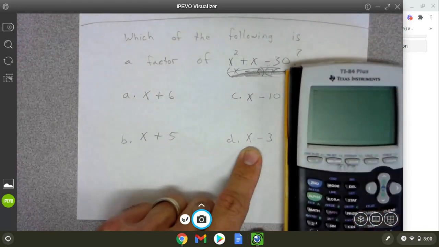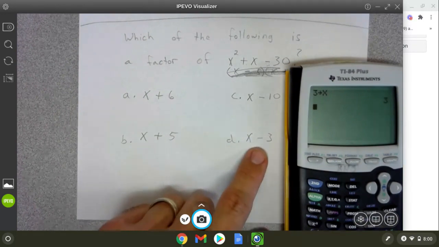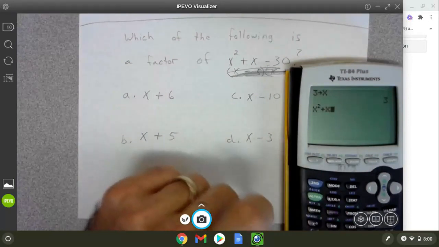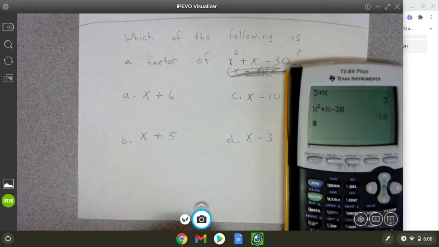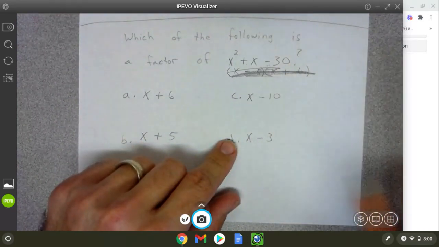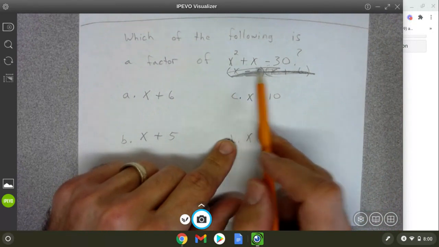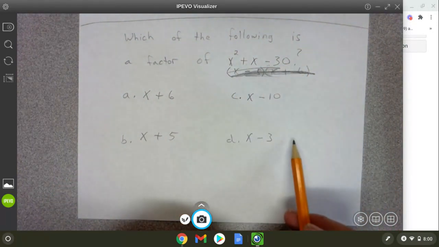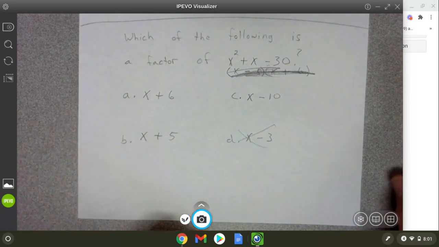So if I did 3 stored to x, the opposite of this sign, I guess. So now I would type in the original, x squared plus x minus 30. I get negative 18. I didn't get 0. So this negative 18 is the remainder of x squared plus x minus 30 divided by x minus 3. All right, didn't have the right remainder.